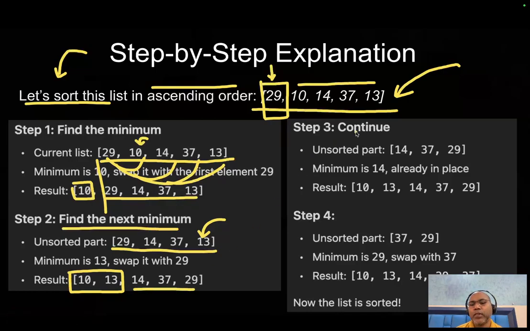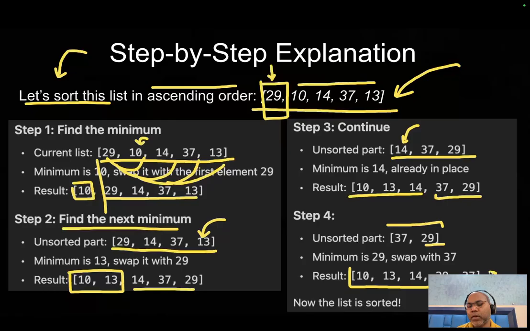The fourth step, again go to the unsorted part, find the minimum. Minimum is 14. So this is our sorted part and this is again the unsorted part. Again find the minimum. What is the minimum? Minimum is 29. So you can swap them and finally you get the completely sorted list.